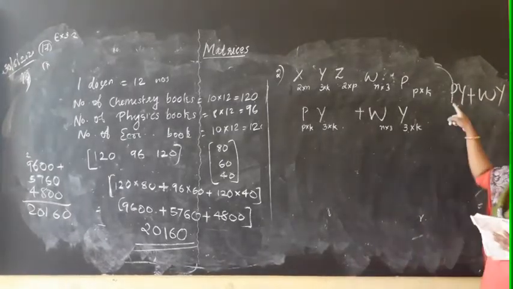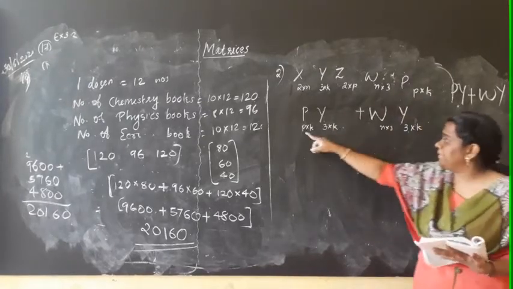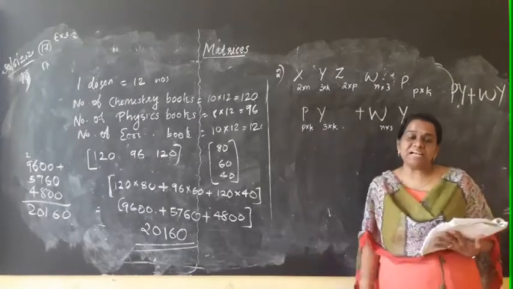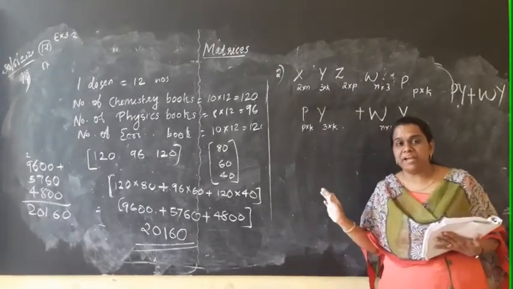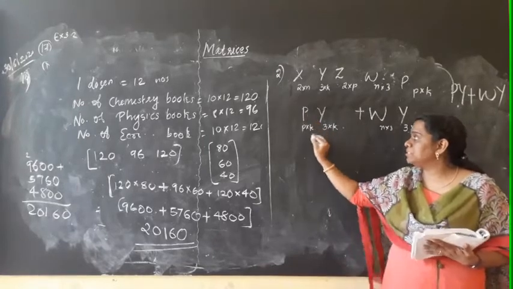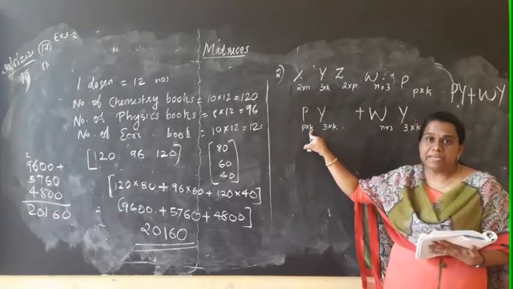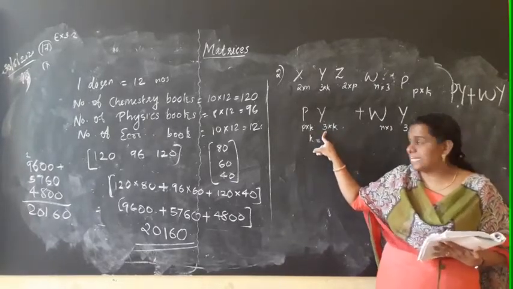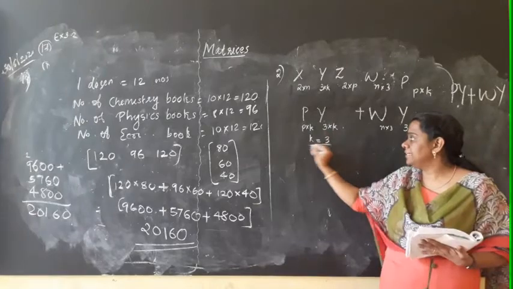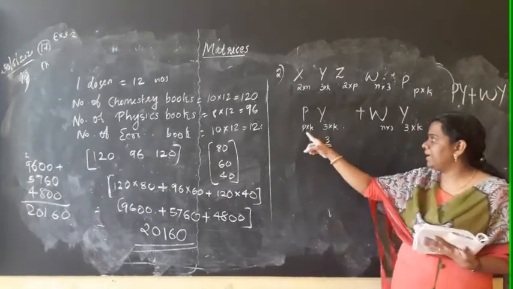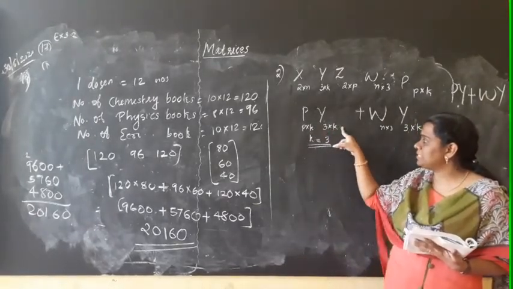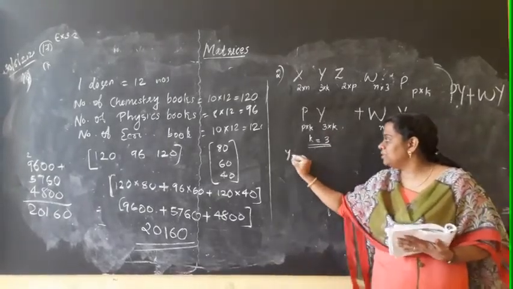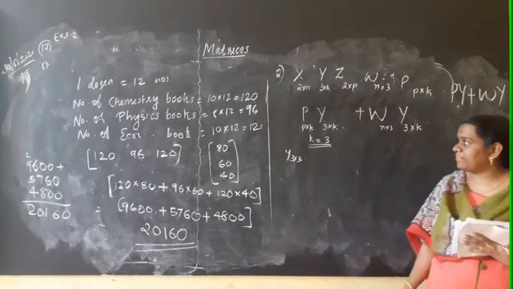PY: P is a matrix whose order is p by k and Y is a matrix of order 3 by k. For multiplication, what is the condition? Matrix multiplication is defined if the number of columns of the first matrix, which is k, is equal to the number of rows of the second matrix. Here the number of rows is 3, so we get k equal to 3. Understood? Then Y is of order 3 by 3, a square matrix.